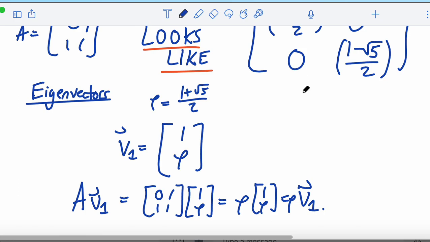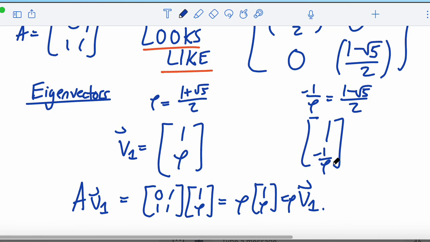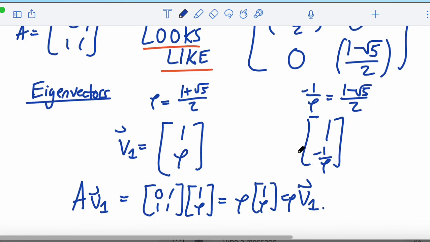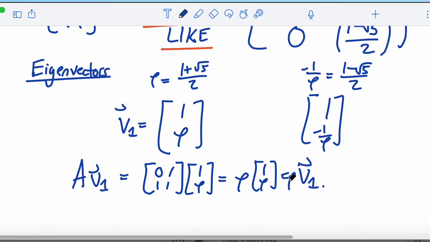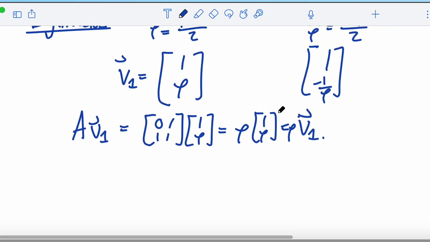And similarly for the other eigenvector, with eigenvalue minus 1 over phi, which is 1 minus square root of 5 over 2, I believe, what is it, 1 minus phi? Let me see what it is, let me not say it wrong. Yeah, okay, it's 1 minus 1 over phi. So if you multiply by this vector, you just get back this thing. The eigenvectors have this nice property. Let's call this v2: A v2 is also minus 1 over phi times v2.